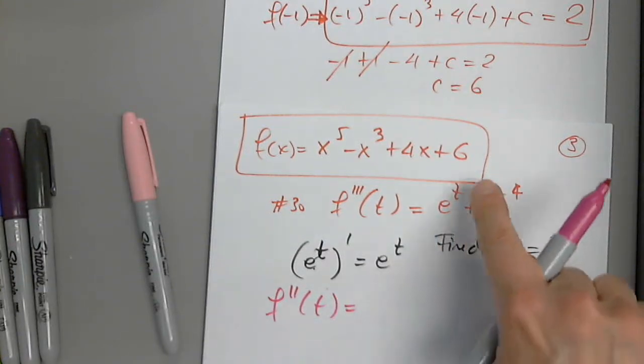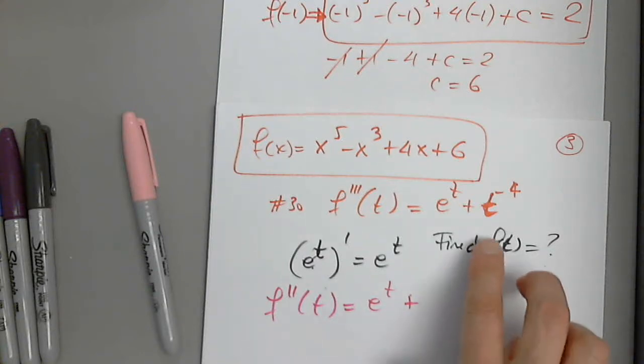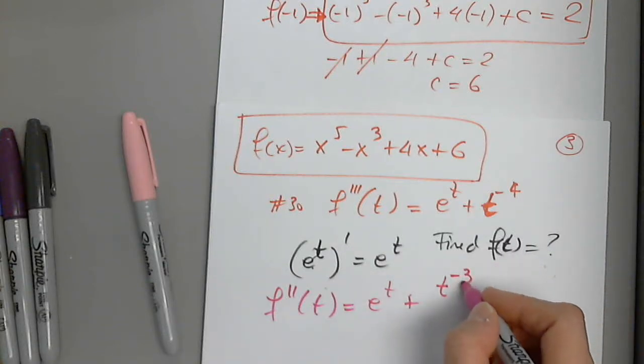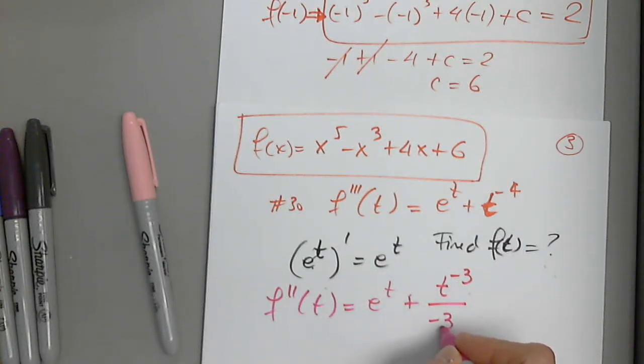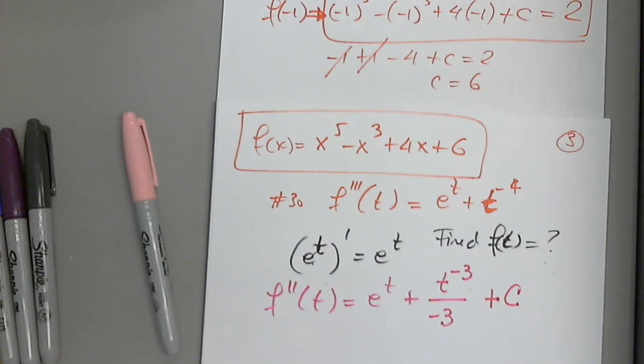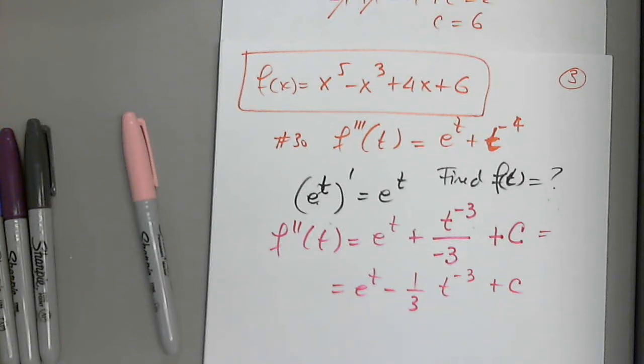Which function prime is e to t? Very good. Plus. Maybe I shouldn't rush with the plus, but that's fine. Which function prime is t to negative 4? Well, it's t to negative 4 plus 1 over negative 4 plus 1 plus a constant c. I will rewrite as e to t minus 1/3 t to negative 3 plus a constant c. In this problem, we are not given any conditions, which means we are asked to find the most general antiderivative.